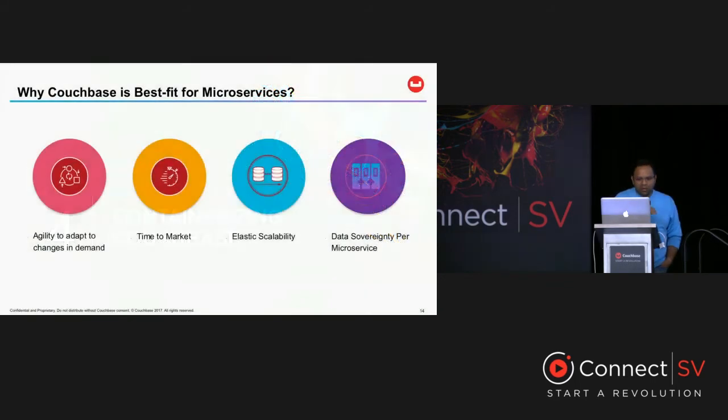So let me talk a little bit about why Couchbase is the best fit for microservices. As I said in the beginning, for microservices, time to market is important. Agility is one of the biggest reasons why microservices is becoming important. Easy scalability, right? If you look at Couchbase, these are things we already do. For agility, we have a flexible data model. The data model we support is JSON, which gives you flexibility.